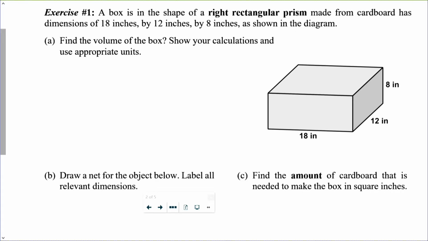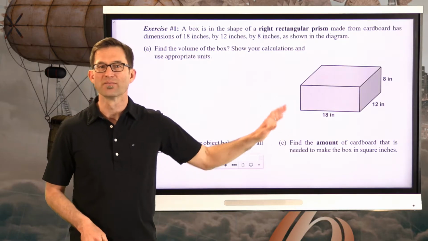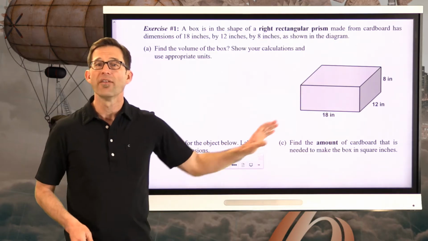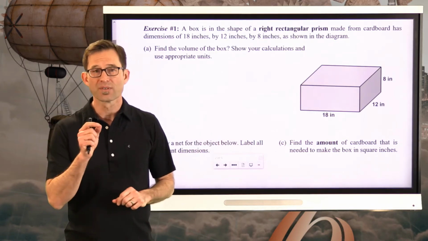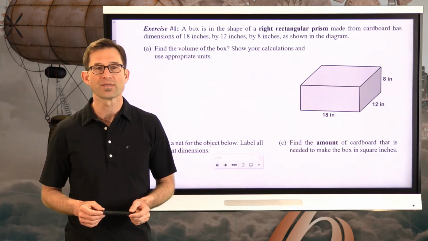A box is in the shape of a right rectangular prism made from cardboard that has dimensions of 18 inches by 12 inches by 8 inches as shown in the diagram. Letter A, find the volume of the box, show your calculations, and use appropriate units. All right, now we've certainly done volumes of boxes before, so what I'd like you to do is pause the video now and find the volume of this box, state not only the numerical answer, but make sure to include the appropriate units.